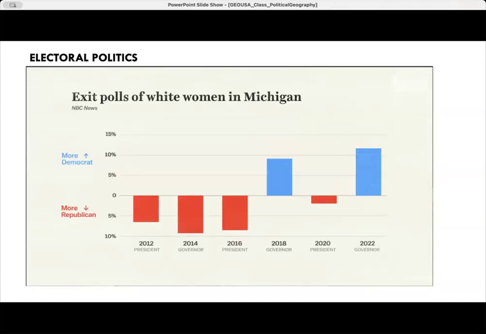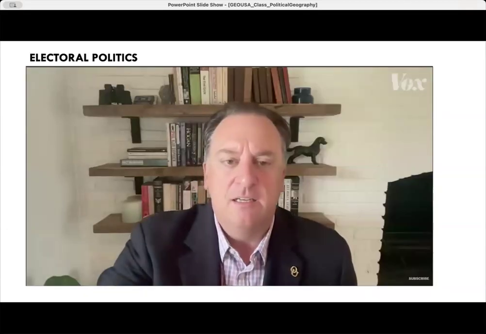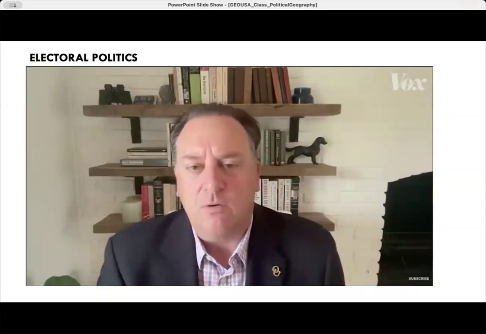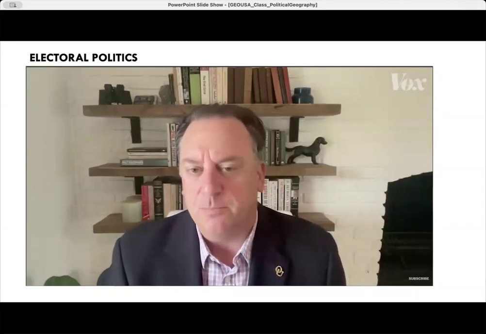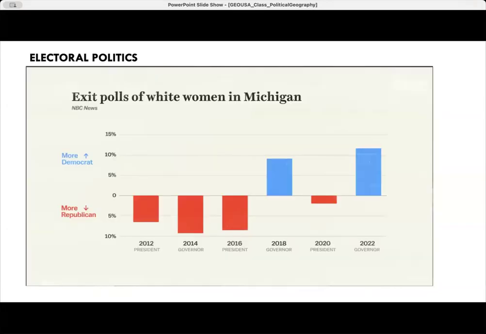This chart comes from exit polls of white women in Michigan over 10 years of presidential and gubernatorial elections. And it shows us in the early 2010s, including 2016, white women in Michigan were voting more for Republicans. In 2016, white women across urban, rural, suburban, educational level gave Trump a chance. But after 2016, something changes. A big swing among that demographic towards Democrats.